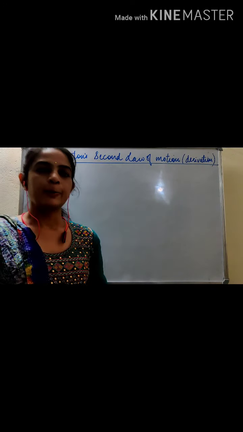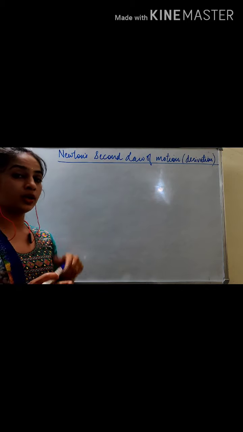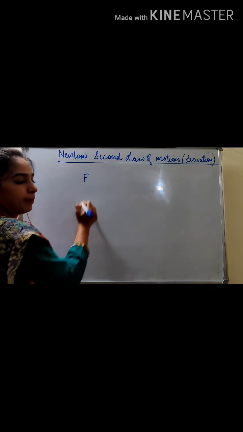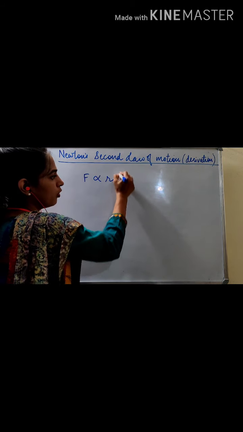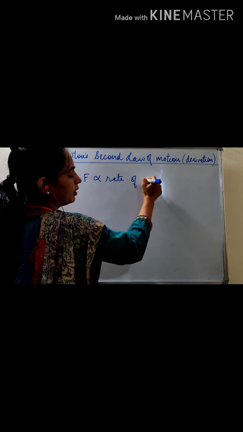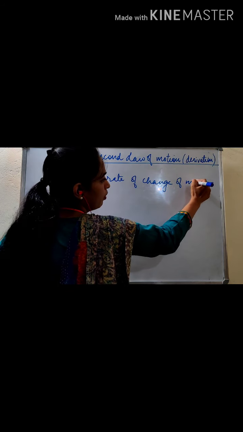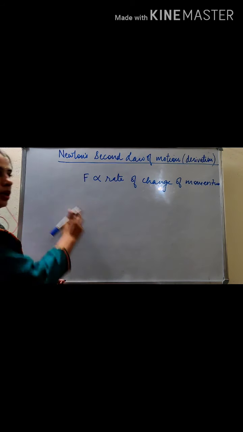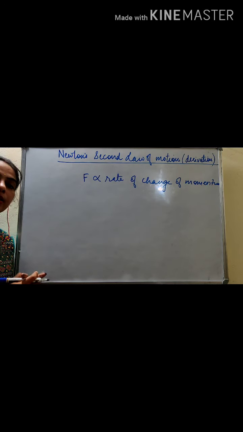Hello students. In the last class we studied Newton's second law of motion, and what does it say? That force applied on an object is directly proportional to the rate of change of momentum. Right? The rate of change of momentum. And what were the examples which we cited regarding Newton's second law of motion?